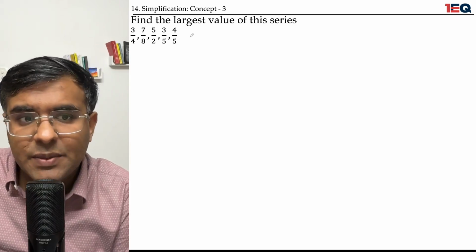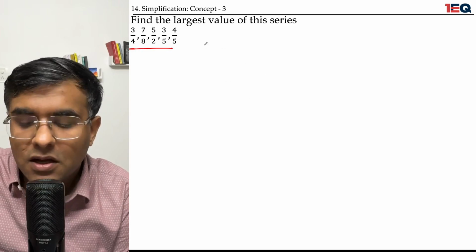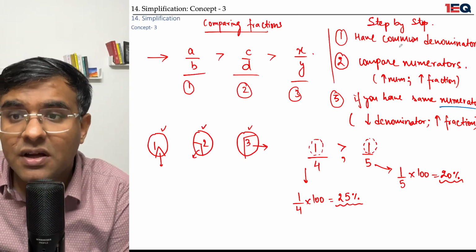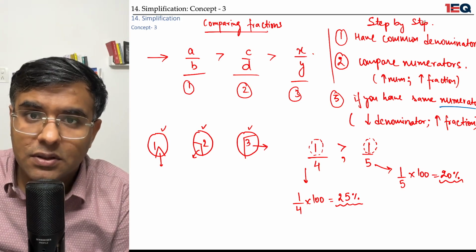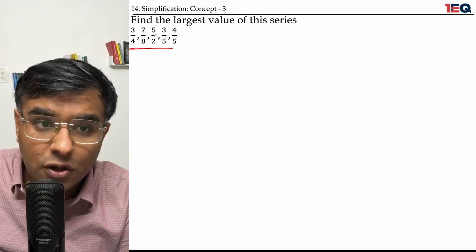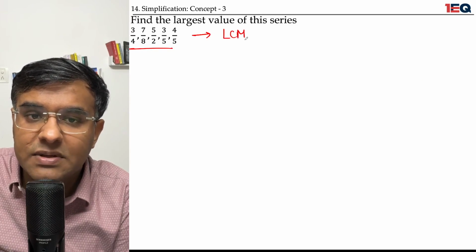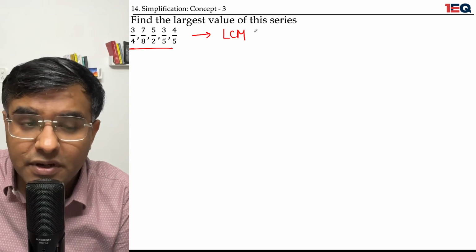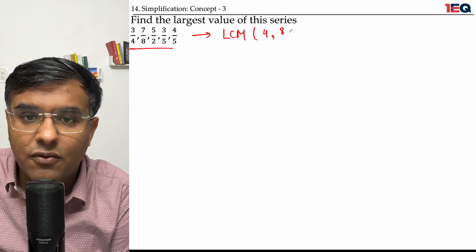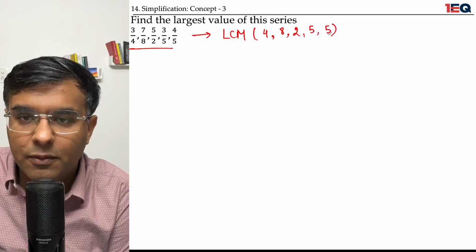This question asks me to find out the largest value of this series. Coming to the same point which I discussed over here, I need to have common denominators. For that, to make the denominators common, I will have to take an LCM. The LCM is the least common multiple. In this, there are 4, 8, 2, 5, and 5.